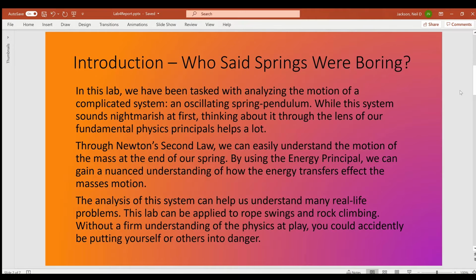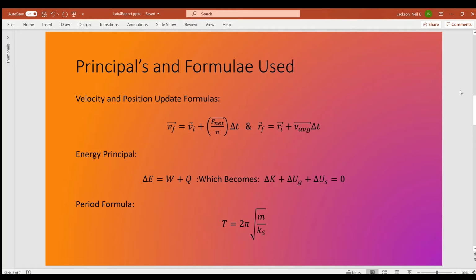Some of the formulas I used were the velocity and position update formulas, which allowed me to analyze the motion of our system. I used the energy principle, where I knew that I was analyzing a closed system, which meant W and Q would be 0, and delta E would factor in the kinetic energy, the gravitational, and the spring potential energy. And then my period formula, I could rearrange that to find my spring constant K.